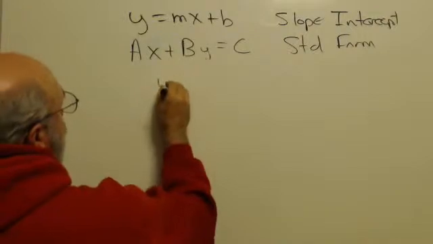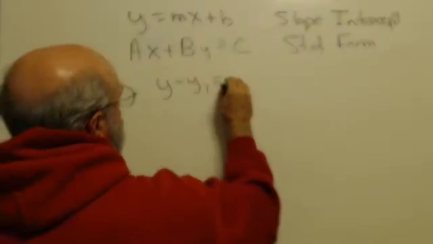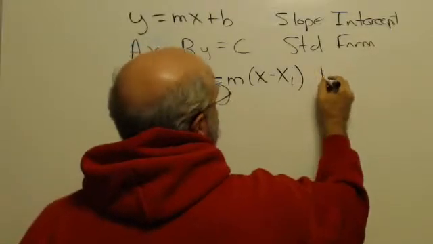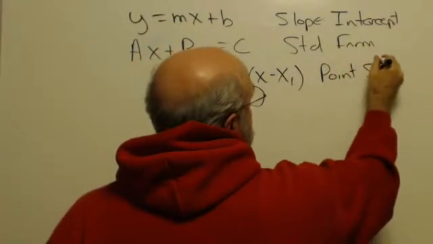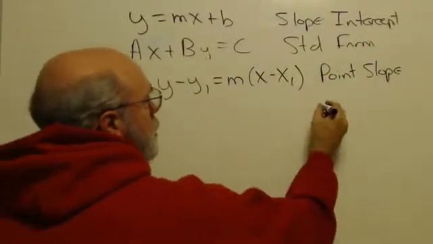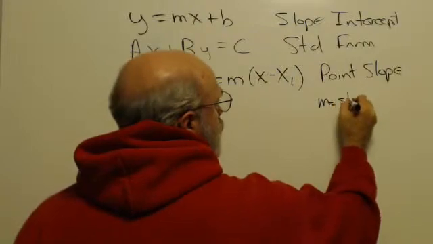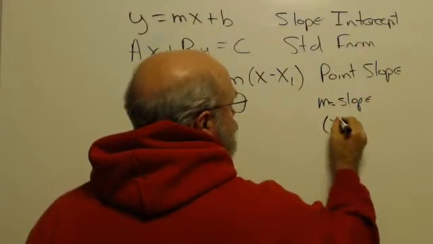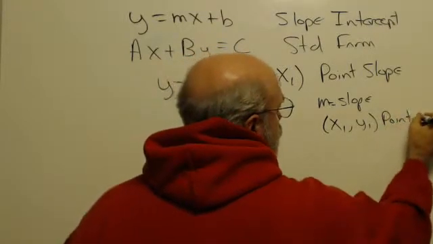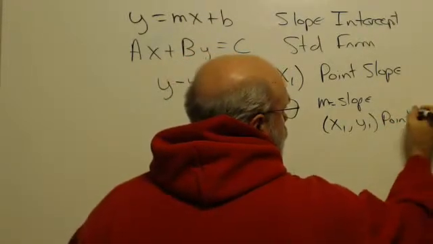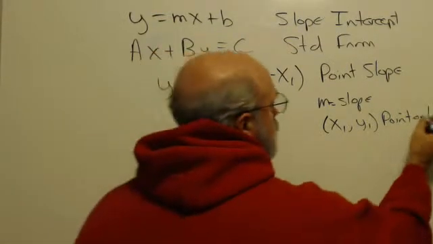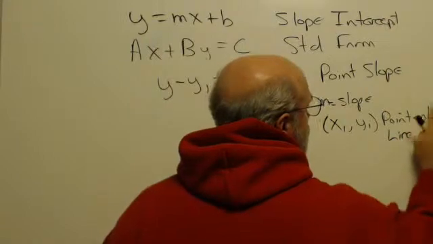Okay, first of all, here's our form. It is y minus y1 equals m times x minus x1. And that's called point slope form. And in this, m is the slope, as always. And x1 comma y1 is some point on the line. Okay?